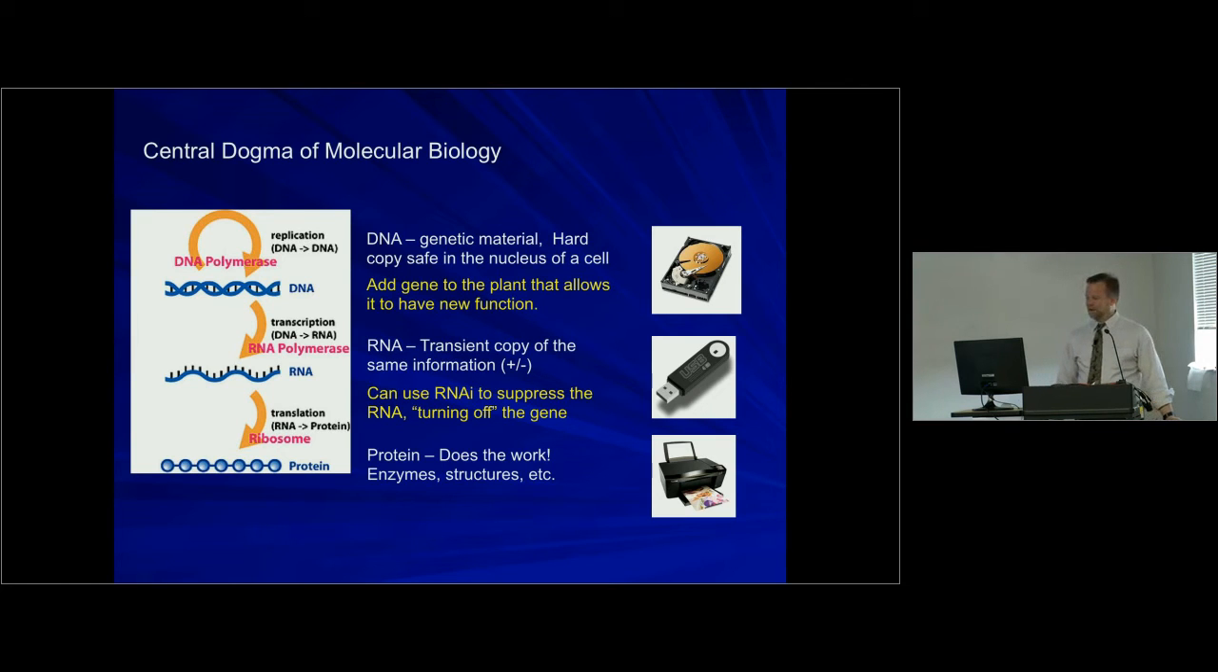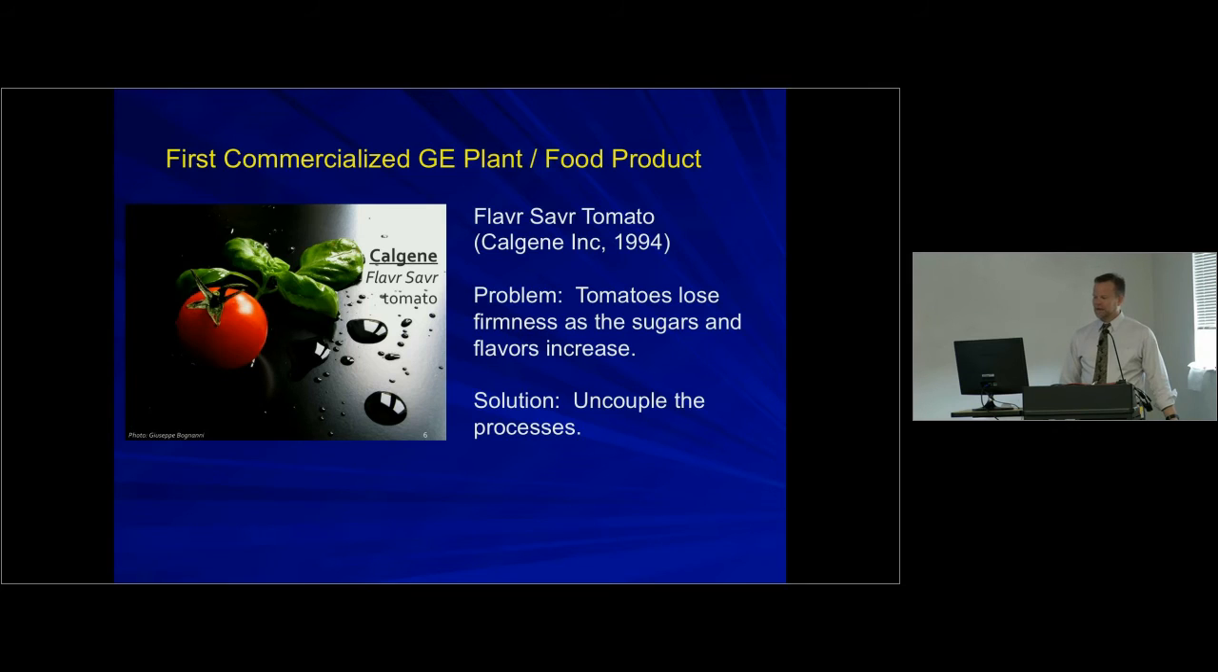Now the first one I'll talk about was the first genetically engineered commercialized plant, even though we currently don't grow it. And this was the Flavor Saver tomato. And this was done in 1994. It was approved in 1994.